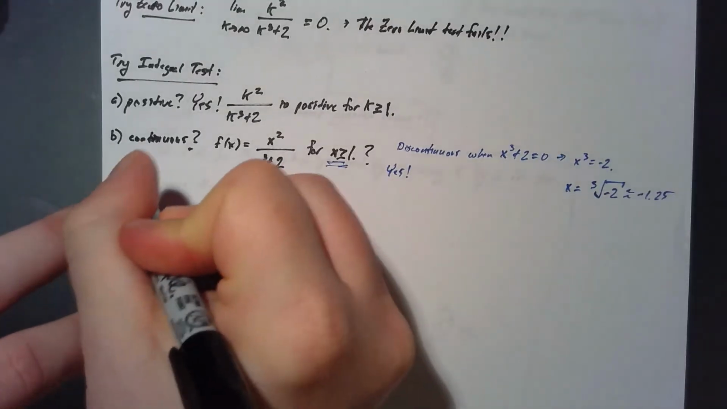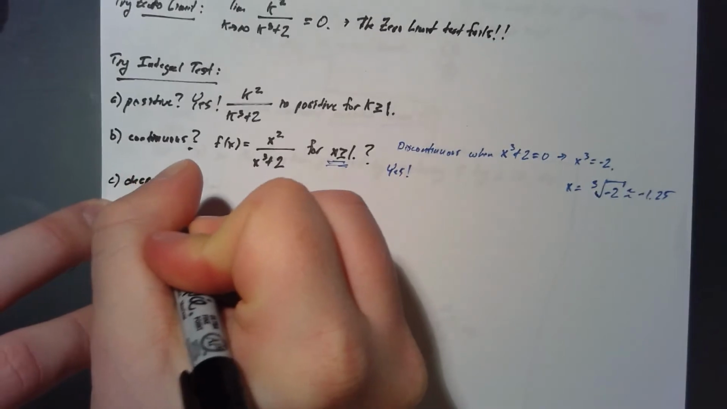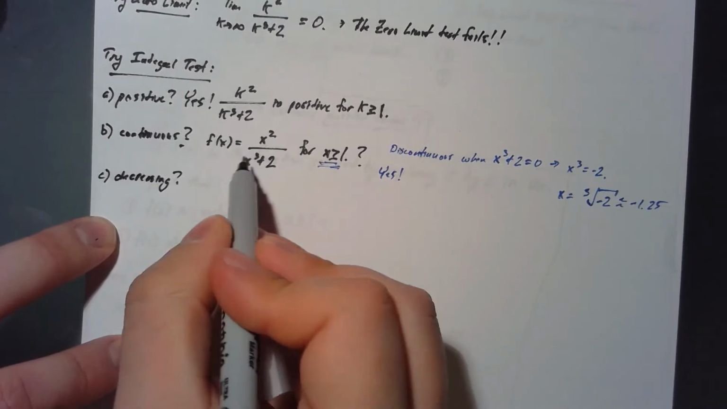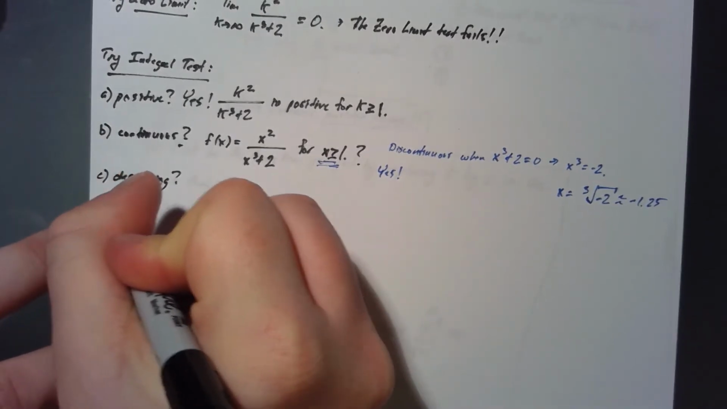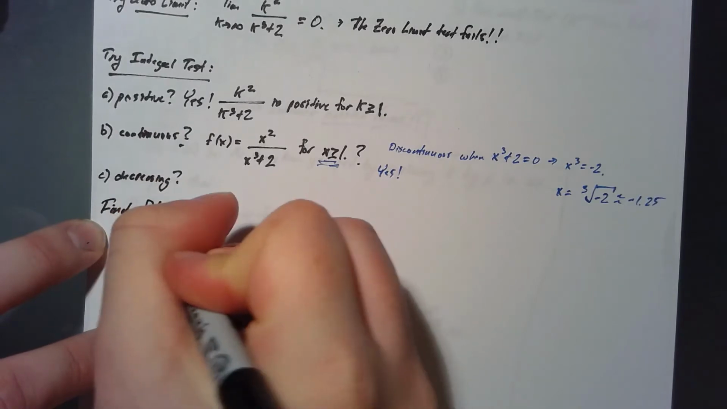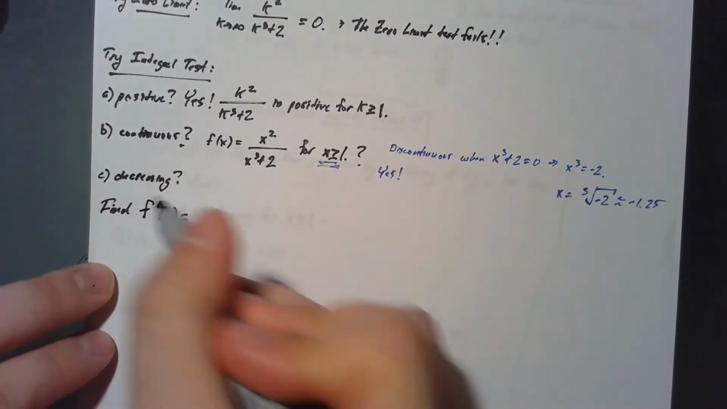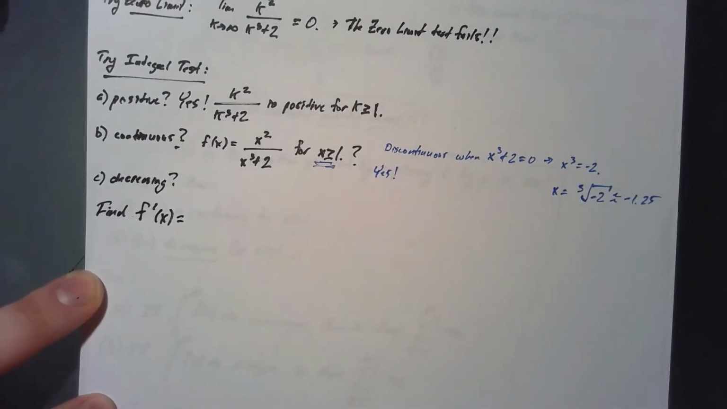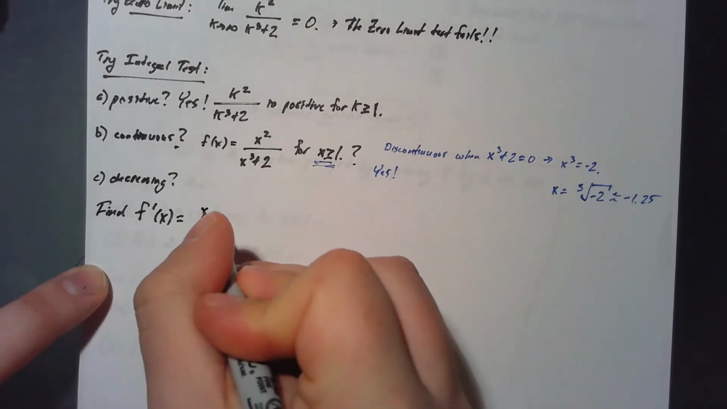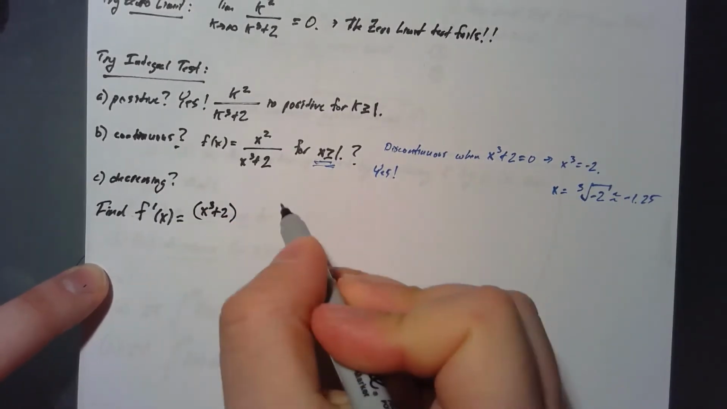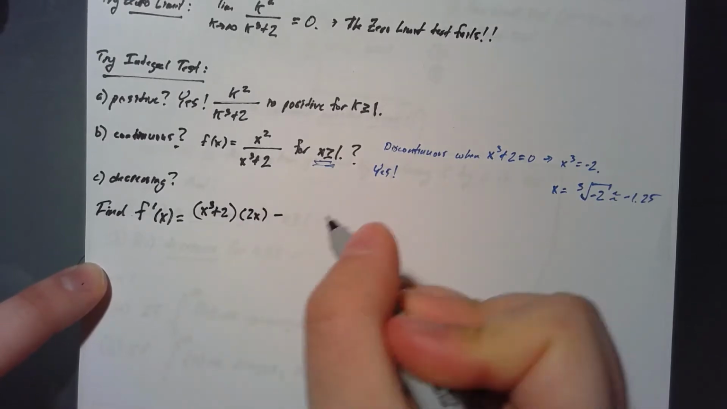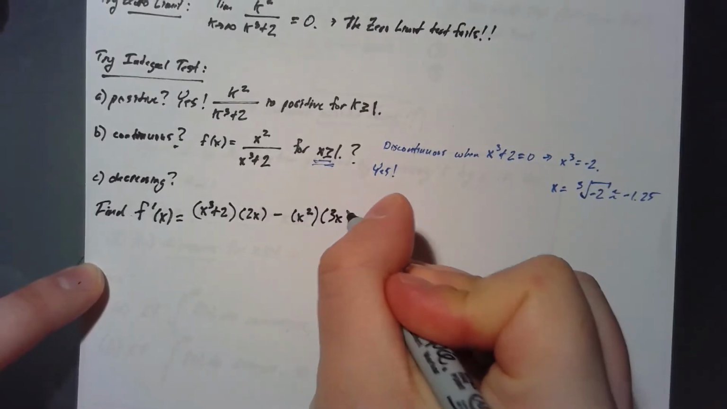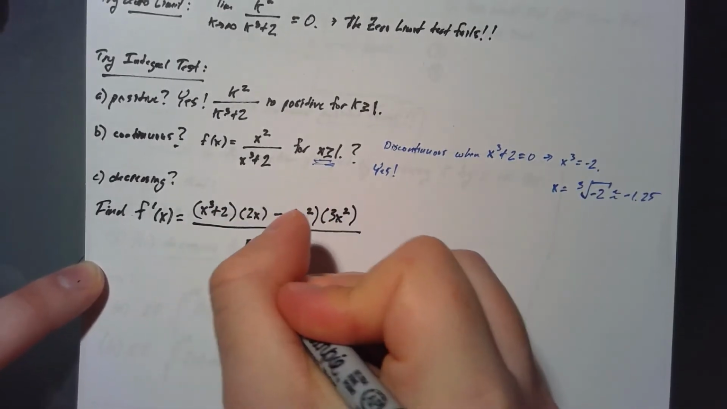Is it decreasing? How do you find out if this is decreasing? Take the derivative. How do you take the derivative of this? Well, you use the quotient rule. Low d high minus high d low over low squared. So when you go through that, you're going to have low d high minus high d low all over low squared.